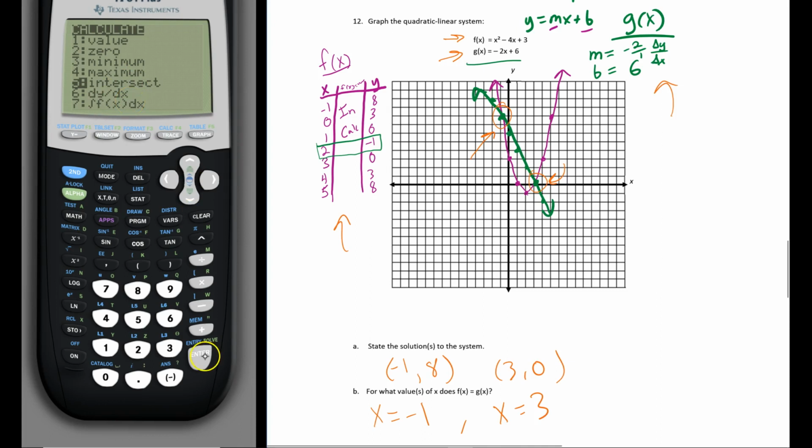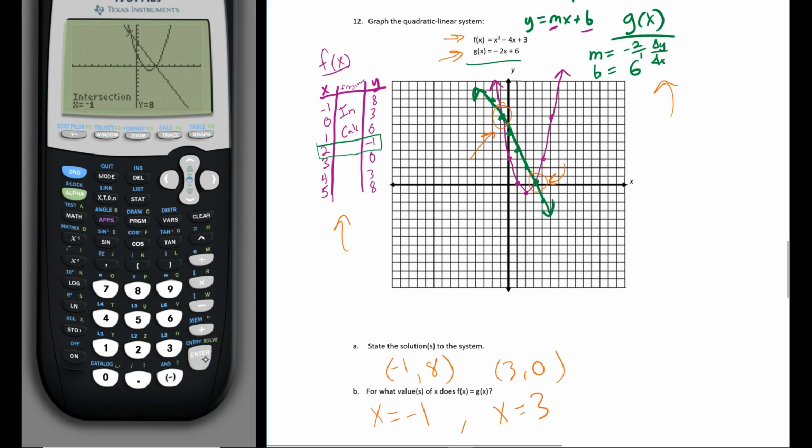So you're going to go down to 5. Then it's going to ask you in the bottom corner, first curve. So it's got me locked on the parabola because I have that in y1. I'm going to arrow over to where I think the intersection point is and hit enter. Then it's going to ask me for the second curve. I'm going to hit enter again. And then it's going to try to guess. So I hit enter one more time.